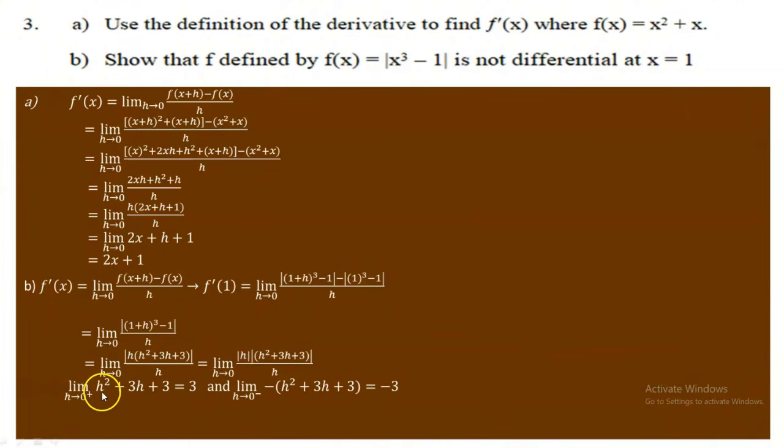So when h goes to 0, this automatically goes to 3, and for h approaching 0 from the left, this will be negative h, okay? So h can be cancelled by h, a negative can come, so as you are putting 0, minus 3. 3 and minus 3 are different, hence the limit doesn't exist. If the limit doesn't exist, then the function is not differentiable at what? At 1. I hope you have understood it.